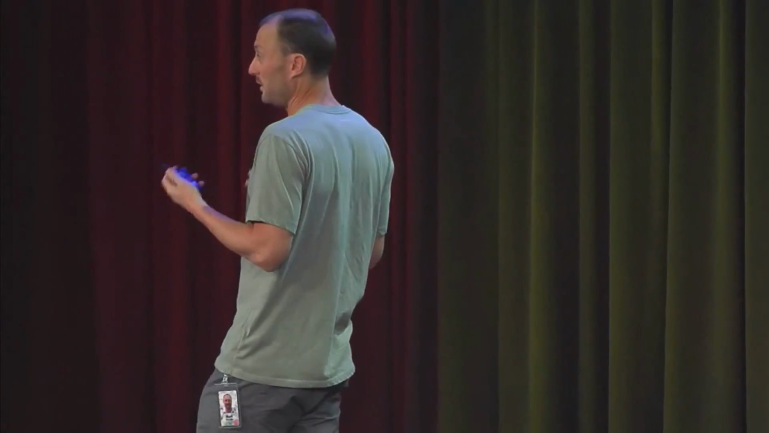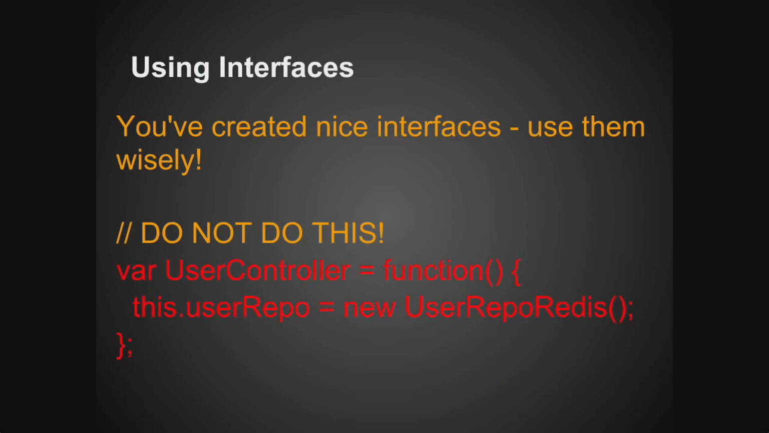OK, so we've created a bunch of nice interfaces. We've maybe got some implementations of those interfaces. Now it's time to actually use this stuff. What we don't want to do is just turn around and, in something that actually needs our user repo, call new. Because what we've done here is tightly coupled your implementation to the thing that needs it.